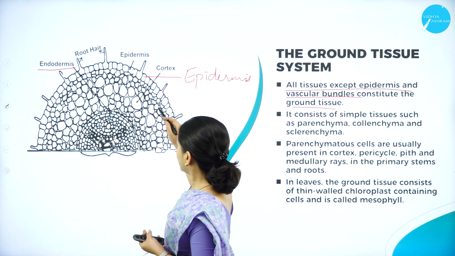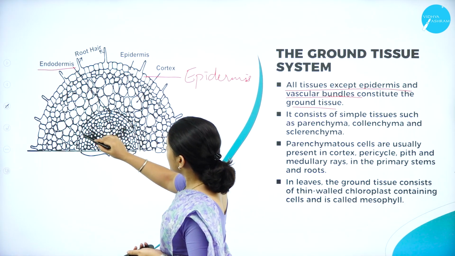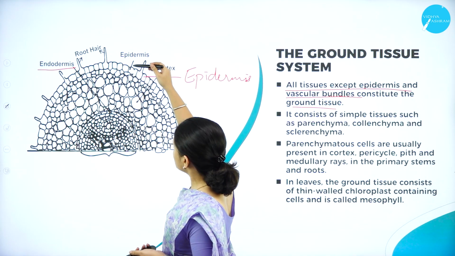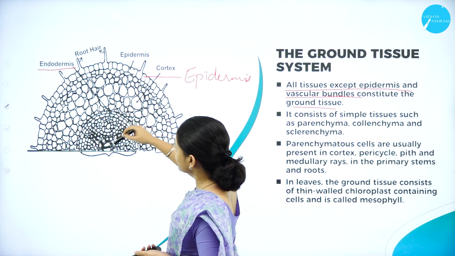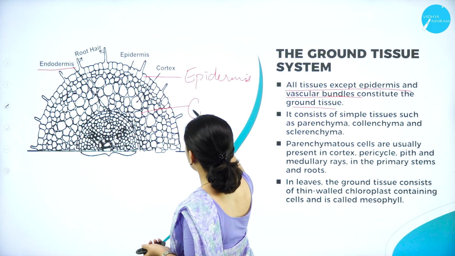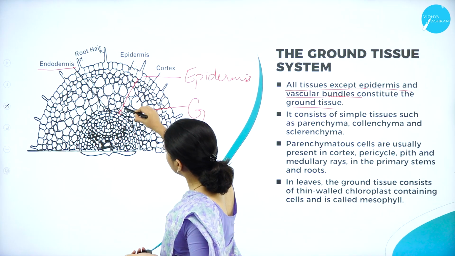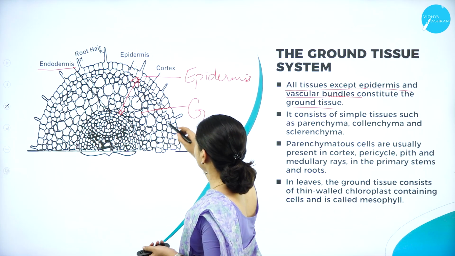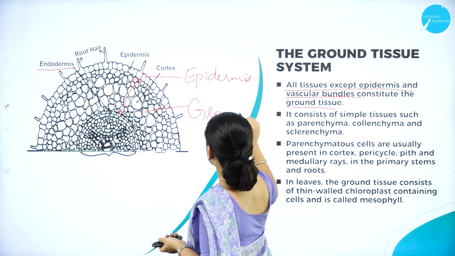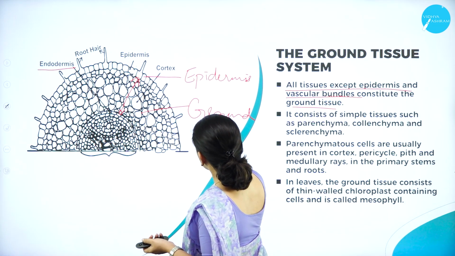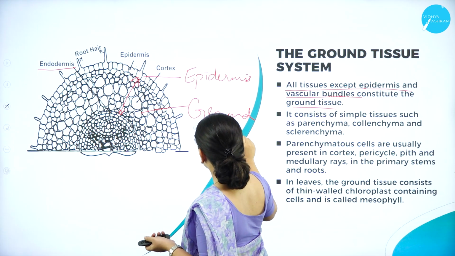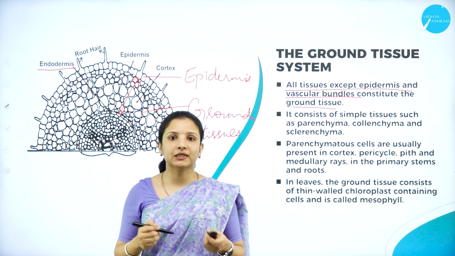But the cells which are present in between the epidermis and the vascular bundle system form the ground tissue. So all the cells that are present, right from the start here till here, belong to the ground tissue system. So what is the ground tissue system made up of? What type of cells are present in it?